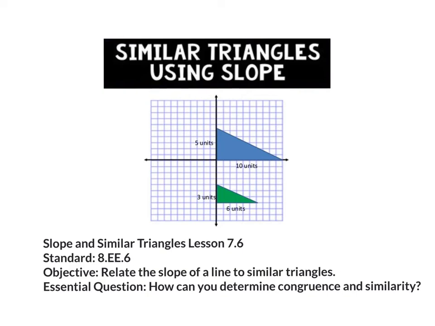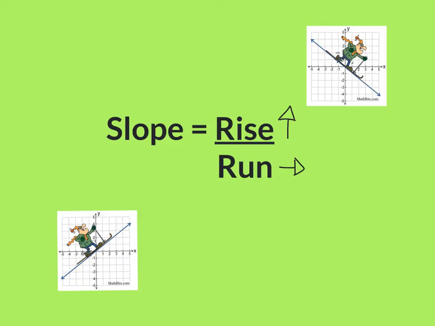Slope and similar triangles, lesson 7.6. The standard for today is 8.EE.6. The objective is to relate the slope of a line to similar triangles. The essential question is, how can you determine congruence and similarity? Now remember, slope equals rise over run.